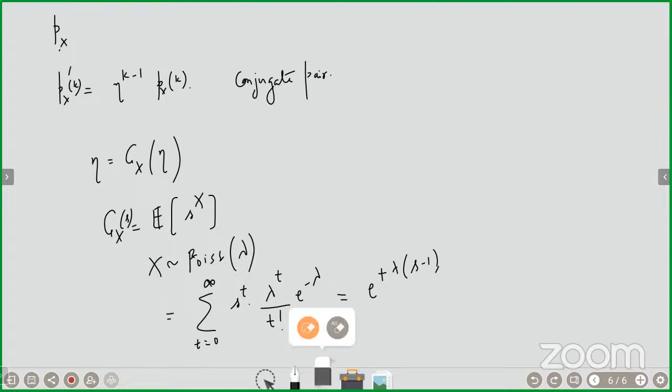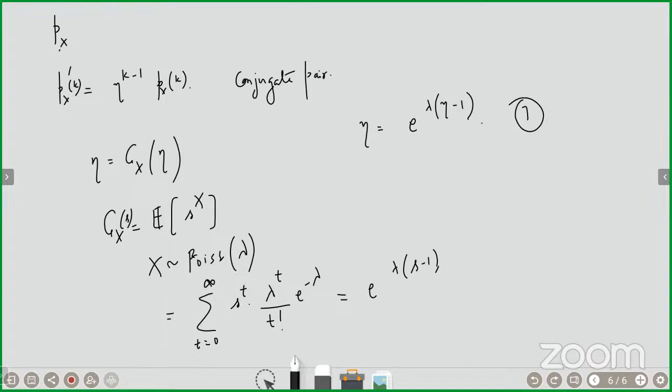Just exponential of something. So now what is the value of eta? Eta equals e to the power lambda times eta minus lambda. Let's suppose this is my relation number one. You can't simplify this anymore, but it helps you in actually doing this.